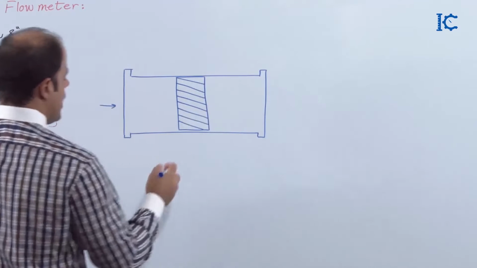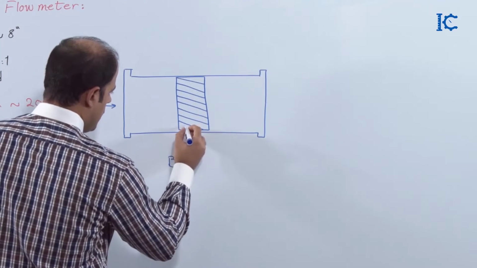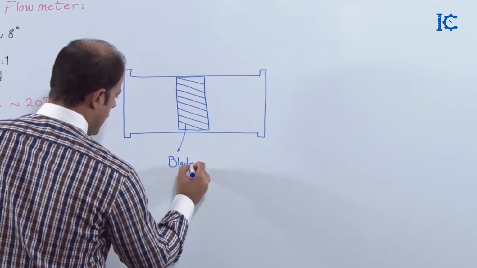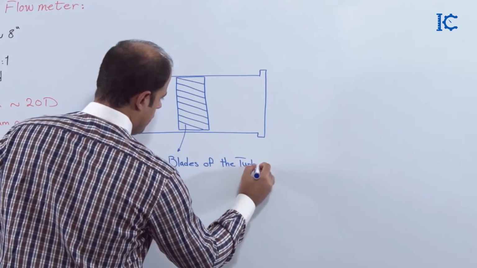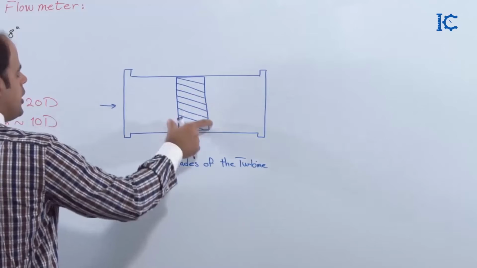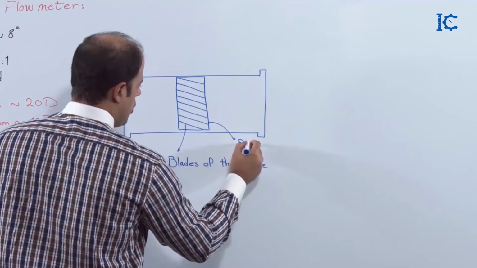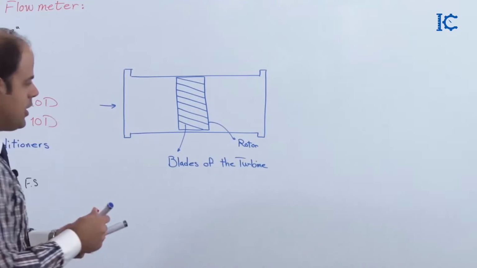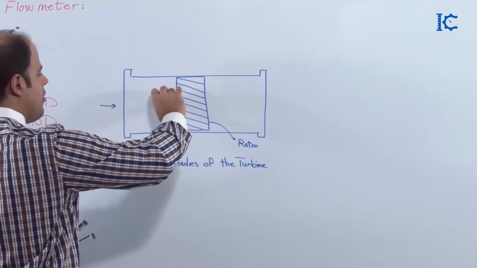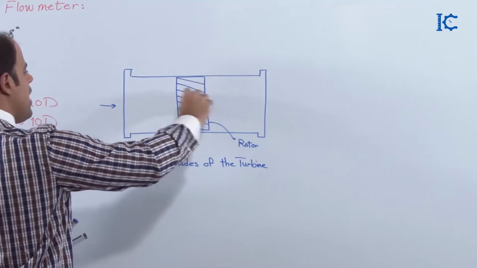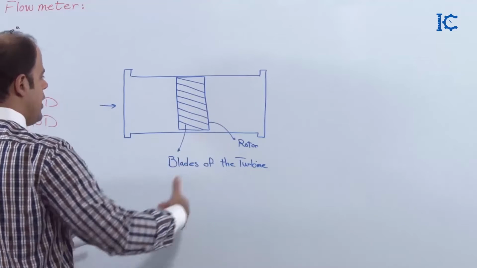Just imagine this is a turbine, and this is the blade of a turbine. These are the blades, so blades of the turbine. This one could be called the rotor too, or we can call it an impeller as well. In the center part of it, we have a stator, which is also called the shaft. And this item is going to be rotated around that shaft.